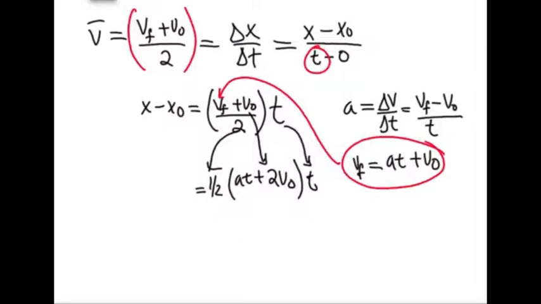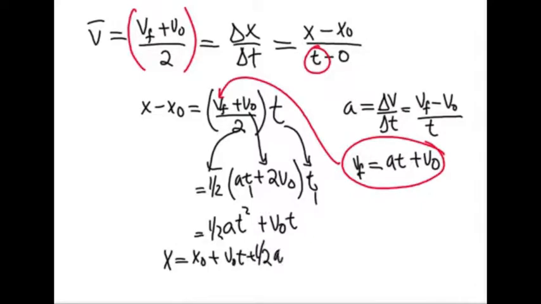Now what we're going to do is take this and just multiply it out. So this is equal to 1/2 a times t, this t, times that t, which is t squared, plus 1/2 times 2, which is 1, times v0 times t. Now all we need to do is simply take the x0, bring it to the other side, and rearrange these terms, and we have our first equation. x is x0 plus v0t plus 1/2 at squared. So this right here is equation number 1.